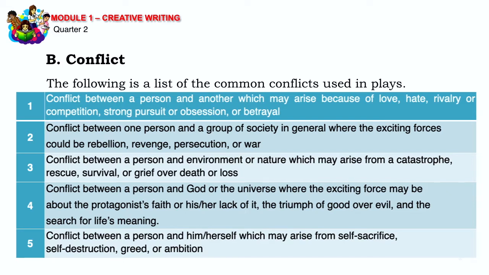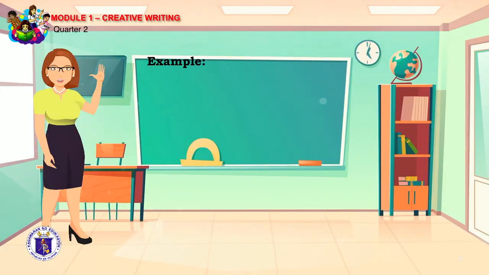Third, conflict between a person and environment or nature, which may arise from a catastrophe, rescue, survival, or grief over death or loss. Fourth, conflict between a person and God or the universe, where the exciting force may be about the protagonist's fate or his or her lack of it, the triumph of good over evil, and the search for life's meaning. And fifth, conflict between a person and him or herself, which may arise from self-sacrifice, self-destruction, greed, or ambition. Let me give you an example.